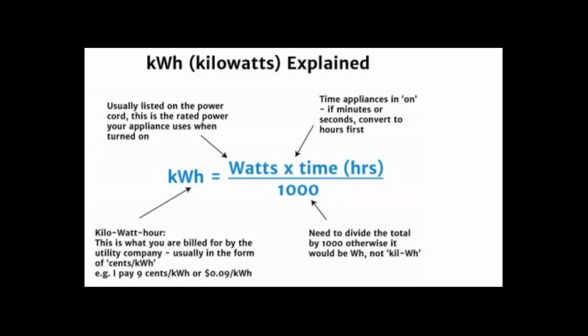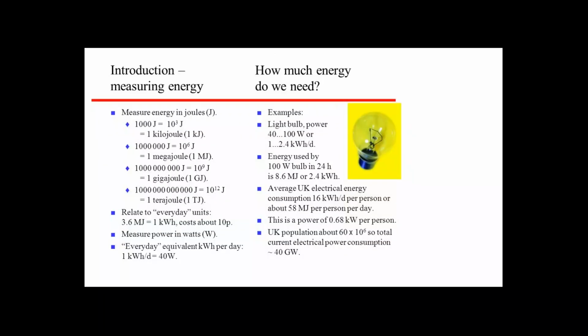Quite often, since we use a lot of electricity in a month, rather than using watts, we use kilowatts. A kilowatt is 1,000 watts. So energy then is measured in joules, and again, 1,000 joules is a kilojoule, 1,000,000 joules is a megajoule, 1,000,000,000 joules is a gigajoule, and a quadrillion is a terajoule.